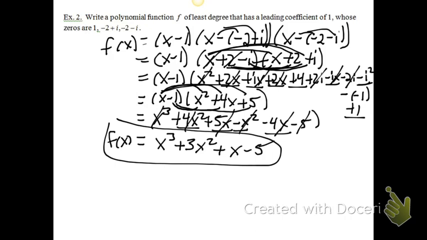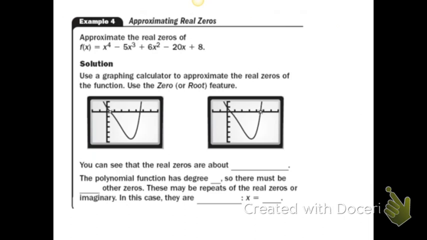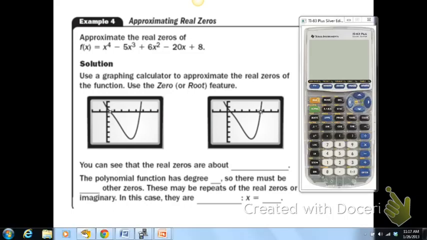The last thing I'm going to end the video with is going to be kind of interesting. What I want to do here is find the real zeros of a polynomial function by using our graphing calculator. So I'm going to bring up the graphing calculator, and what I'm going to do is I'm going to input the function in my equation editor.